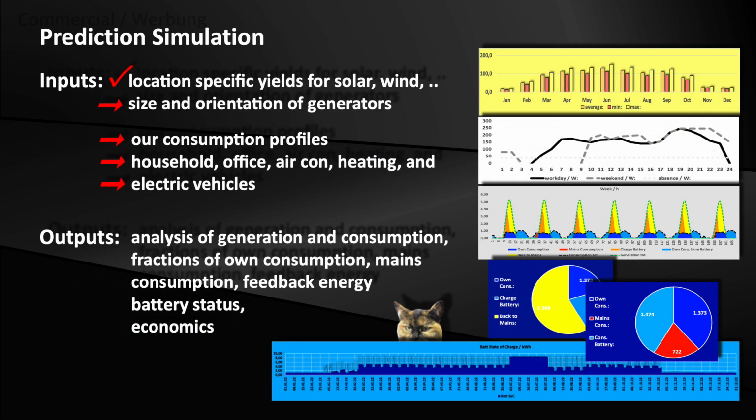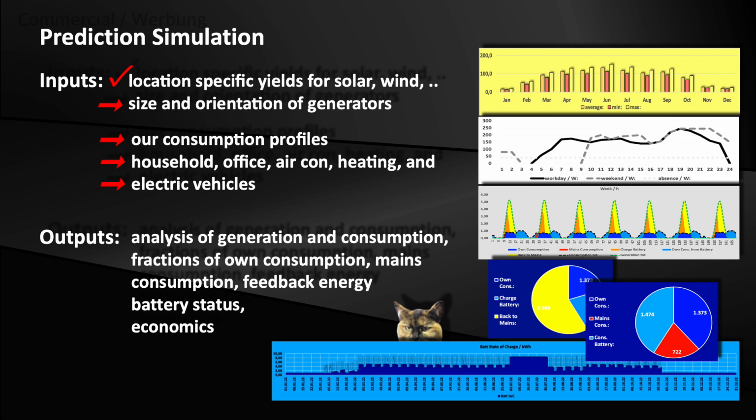Let's see what we have now and what we need to do next. We have the location-specific yields and the optimum angles. Now, what else do we need for our simulation? We can choose any arbitrary size and orientation for our photovoltaic panels, and we can choose any size of wind generator. Then we need our own consumption profiles for our consumers. We will see in a minute that the tool is giving us a lot of support for this.